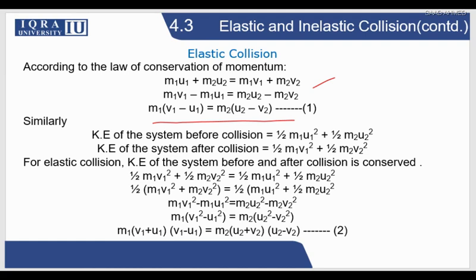Similarly, the kinetic energy of the system before collision is half m1 u1 square plus half m2 u2 square. After the collision it is this one. You replace u2 with v2 and u1 with v1. For elastic collision, kinetic energy of the system before and after collision is conserved, and you get this equation. Check out the mathematics, solve it.